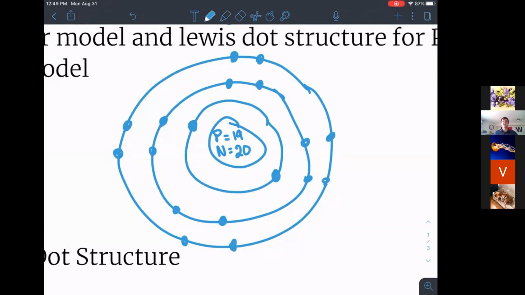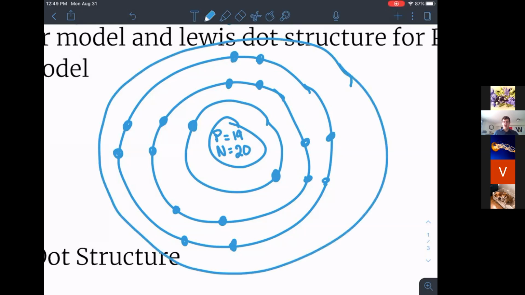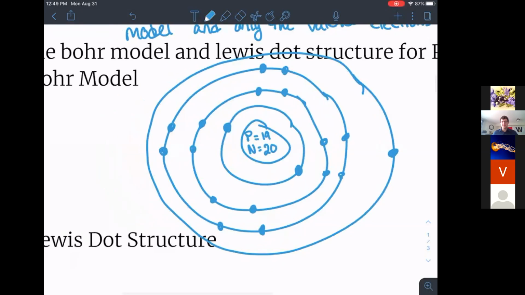Do we have 19 electrons yet? No, so we have to add another orbital. We have a fourth orbital. And we're going to add how many electrons to that one? 1. 1, perfect. All right. Are there any questions about this Bohr model?